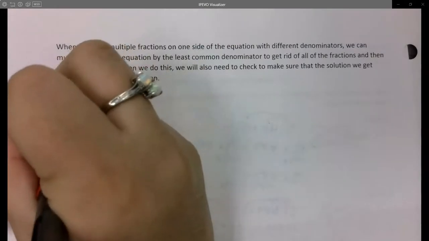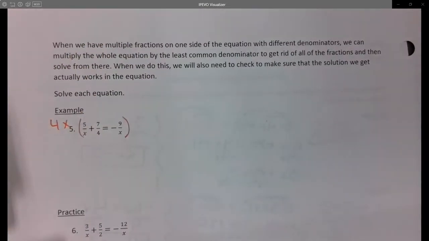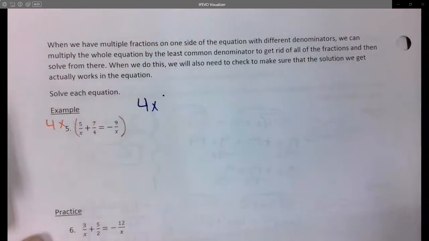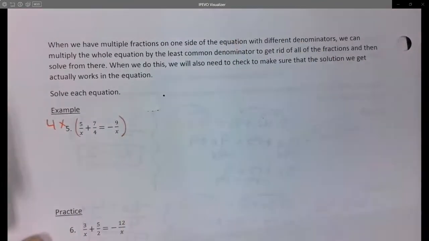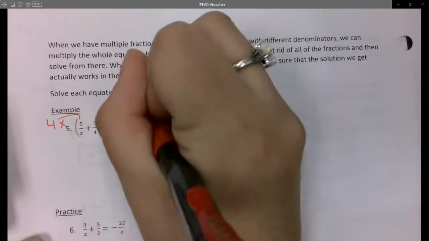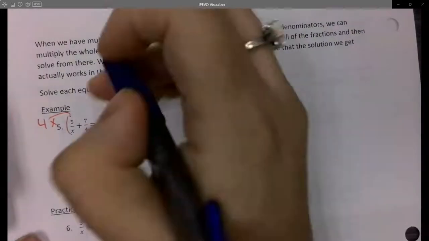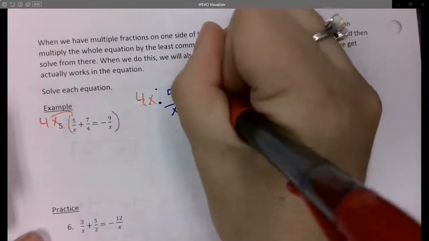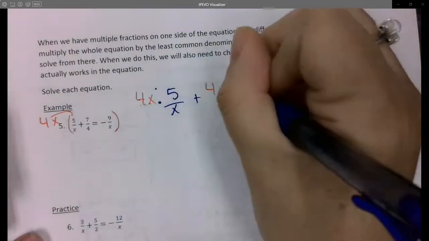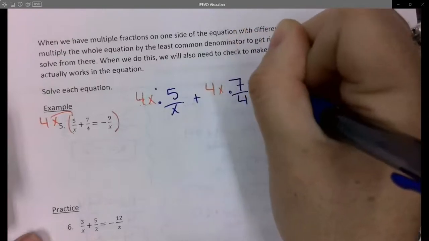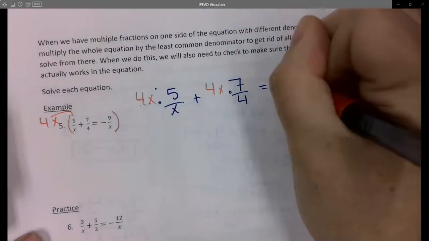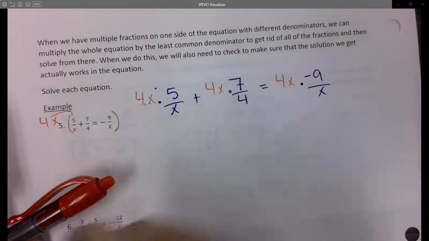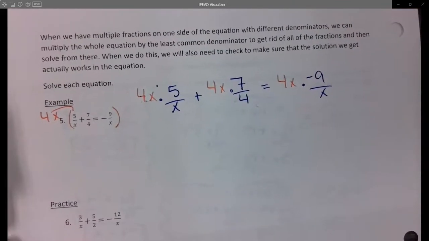X and 4. So I'm going to multiply the whole equation by 4x to get rid of that bottom. So I'm going to rewrite over here. I have 4x, and then I wanted this in red. So if I distribute this to each of my terms, I'm going to have 4x times 5 over x plus 4x times 7 over 4 equals 4x times negative 9 over x. So all I did was I distributed that 4x to each of my terms.